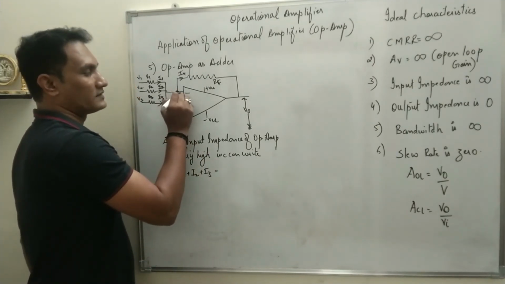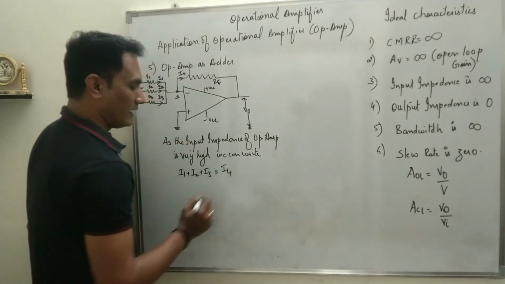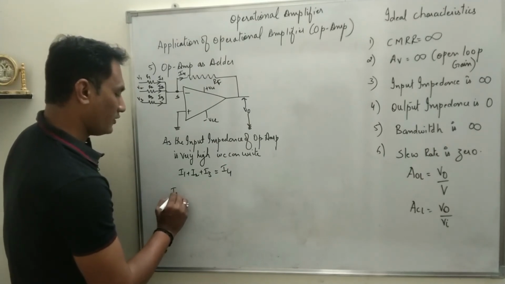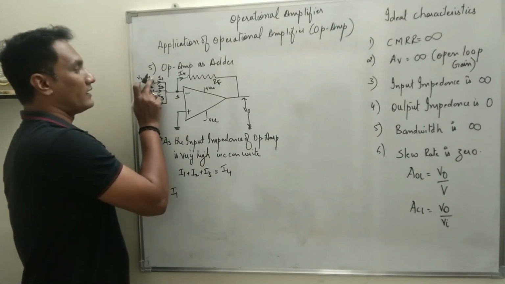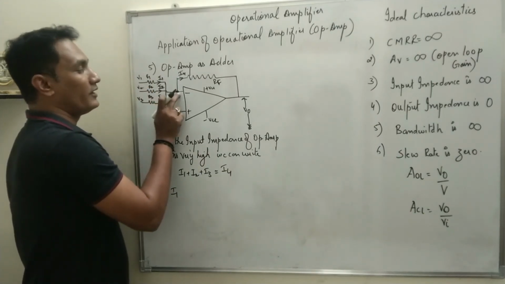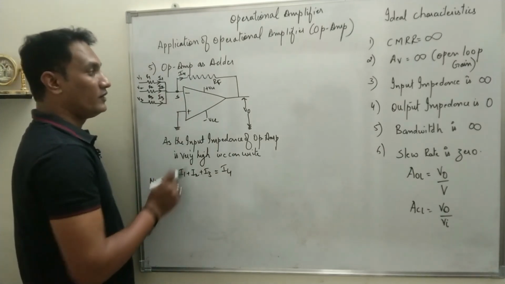As input impedance is high, no current will flow, so the same current will flow through I4. Okay, so now what is I1? I1 is the current flowing through R1, and R1 is connected between which 2 points? Input and summing point S. Summing point is at virtual ground, as this is an inverting mode.